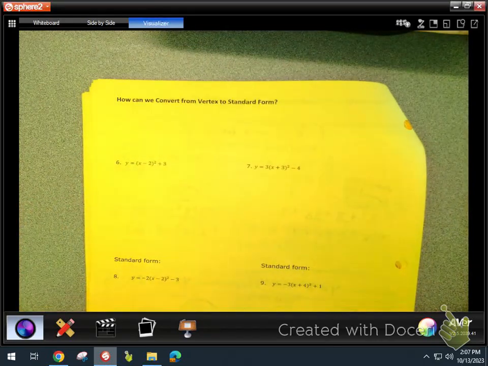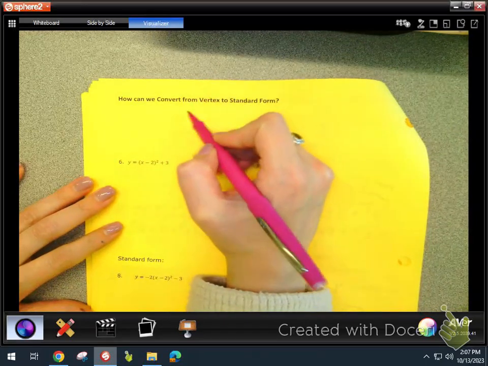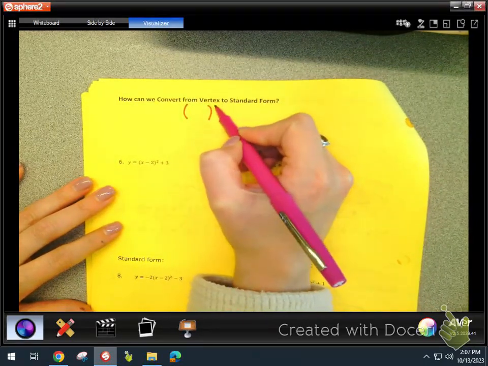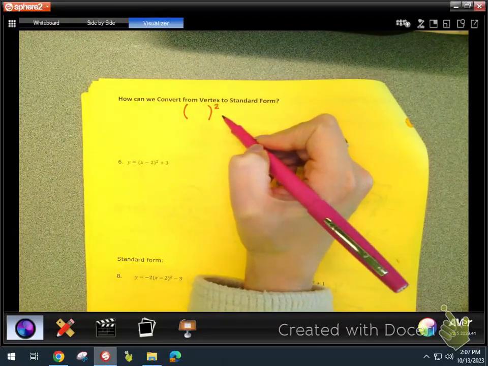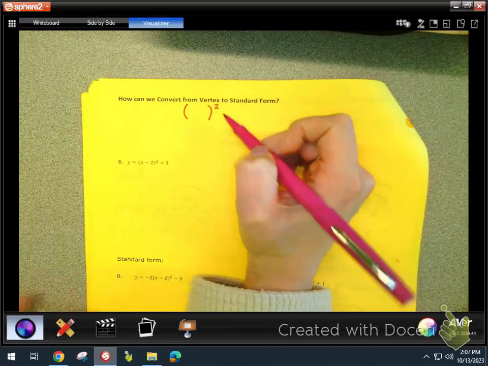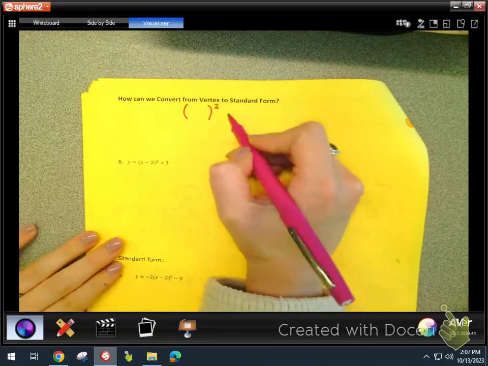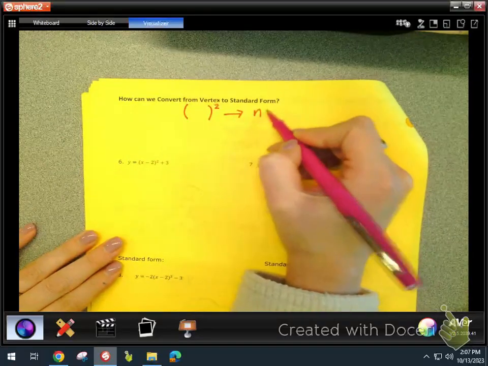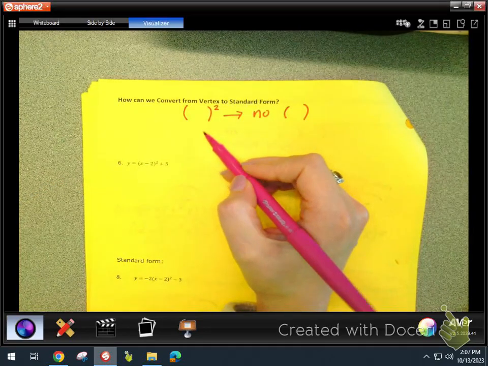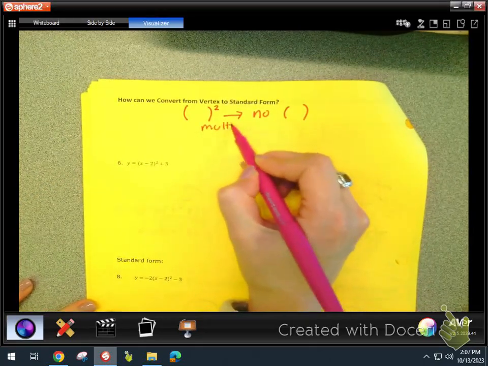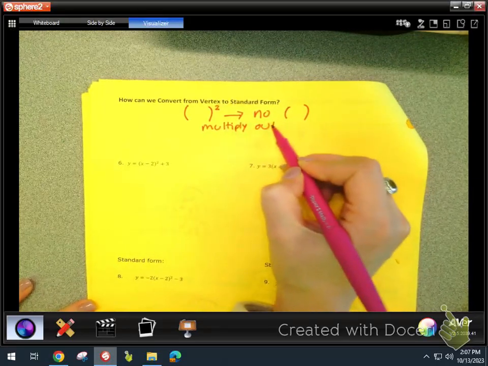Next page. All right, so now the question is, how do we get from vertex to standard? Well, it's really similar. How many parentheses does vertex have? 1. But what's on the outside of that? Squared. Okay, so it's going to be similar type steps here. But there is a little bit extra with the plus k part. But again, you're going from a parentheses squared to no parentheses. Technically, all you are doing anytime you get to standard form is multiplying it all the way out. That is the process.